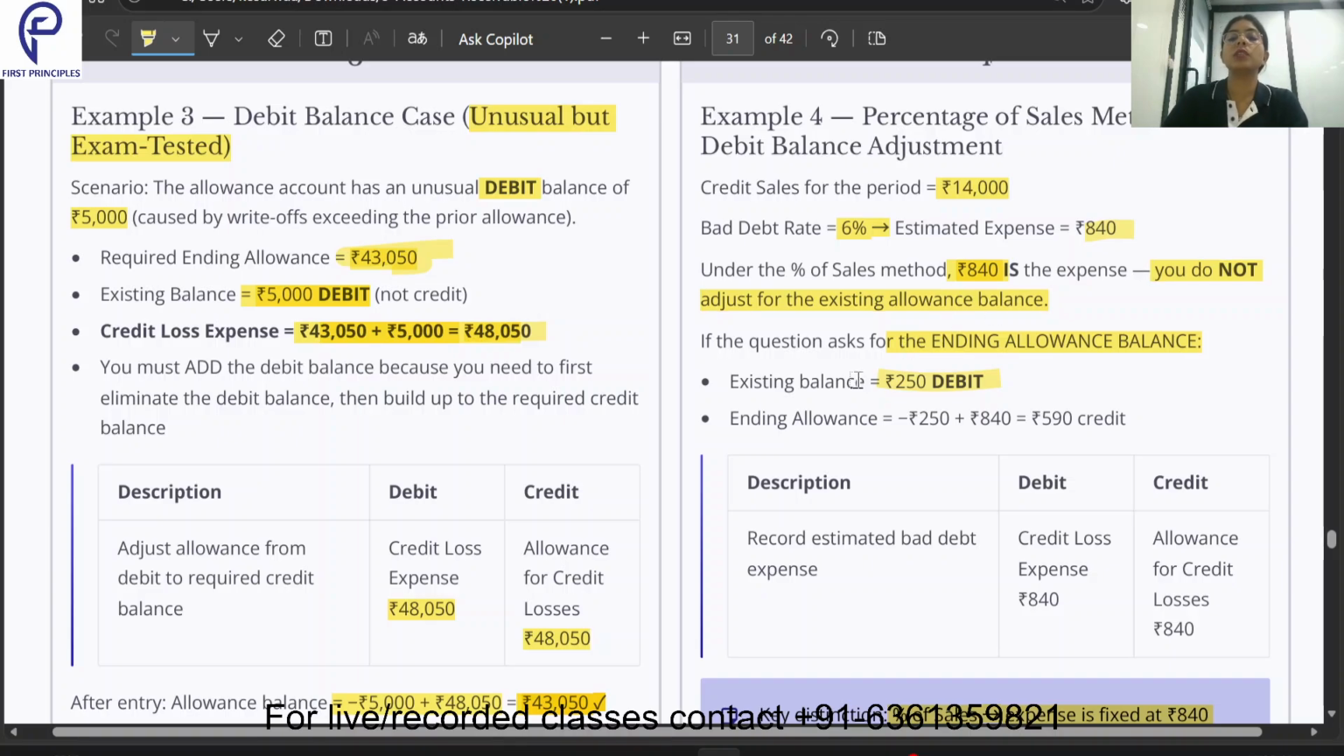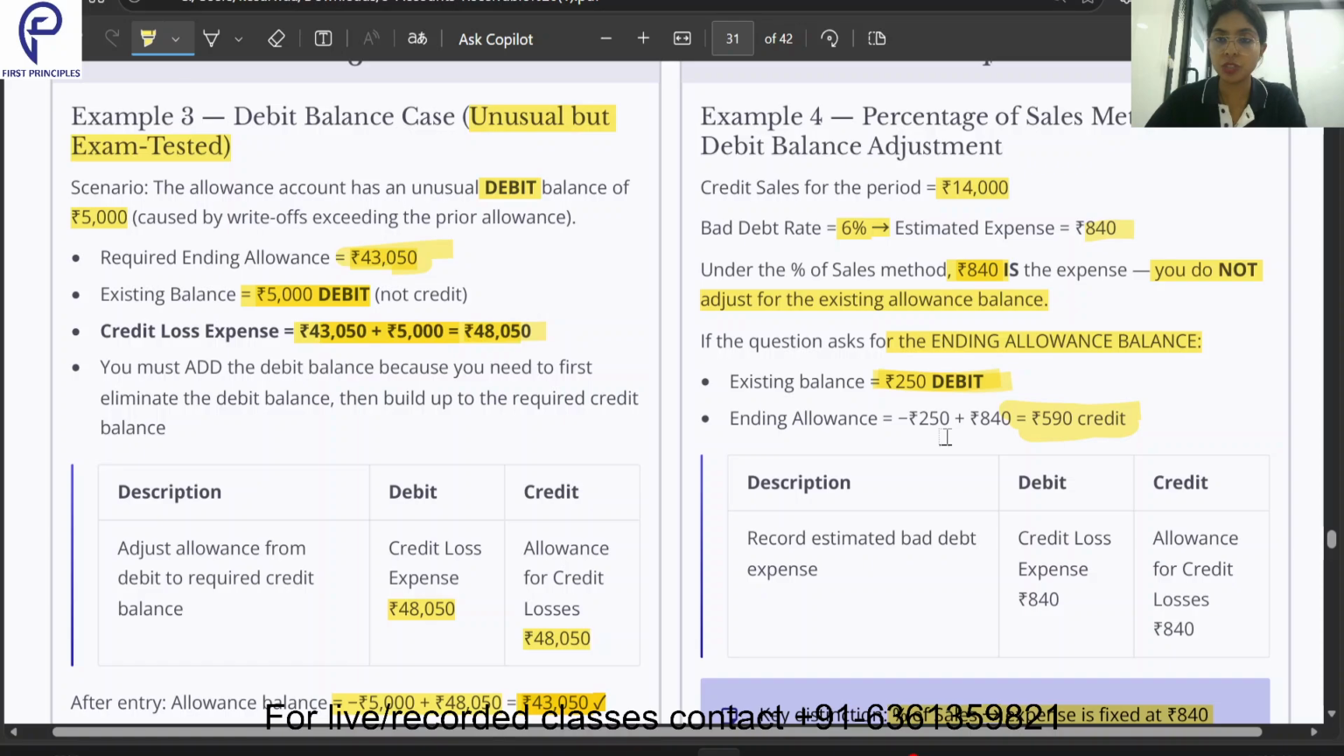Now in the question, if it is asking for the ending allowance balance, and the existing balance is given as 250 already, how much should my ending balance be? From this 250, I am going to add this 840, and 590 will be my credit balance, because I am not required to make this 840 my ending balance. I am just asked to calculate the bad debt expense using the percentage of sales method.